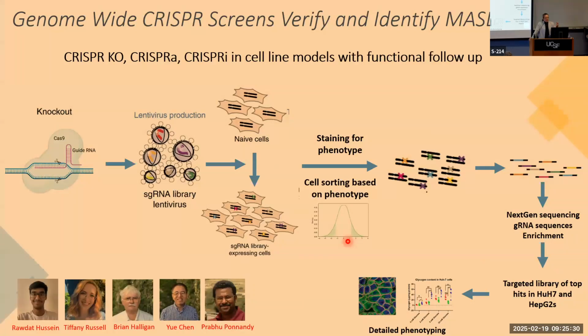And the way this works is you can take CRISPR and the guides and use lentiviruses to infect cells, and then you can basically identify cells that have increased steatosis or decreased steatosis by cell sorting. And then you can use next generation sequencing to get back the guides to show which guides increase steatosis or which decrease them. And then we make more targeted libraries that we follow up in both Huh7 and HepG2 cells to find ones that reproducibly associate with a phenotype. And then we do detailed phenotyping using high content microscopy.